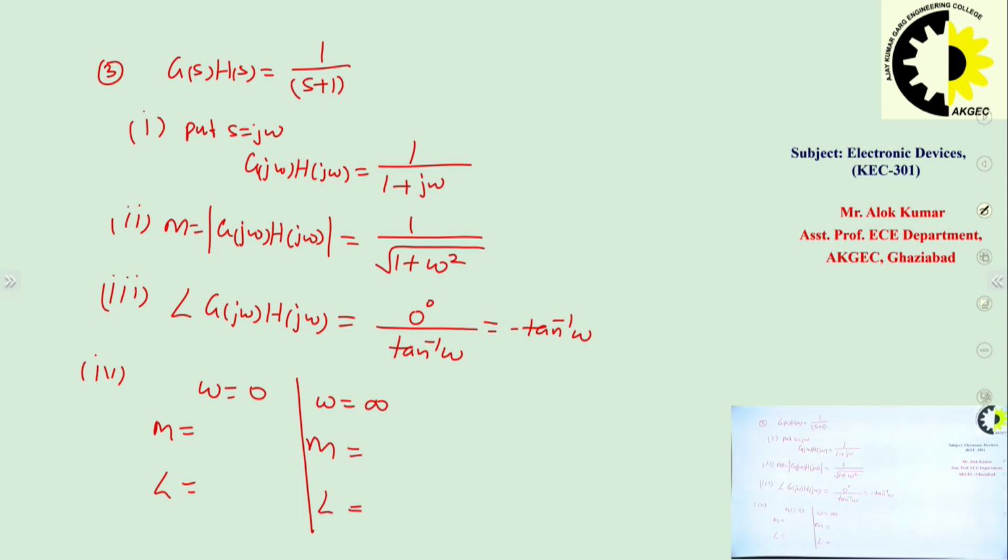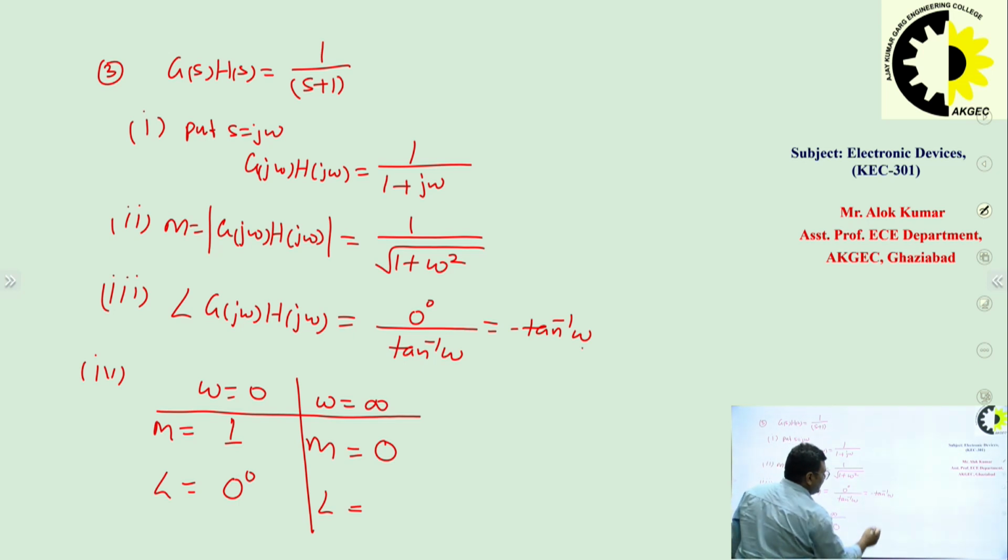So if omega is equal to 0, if I put omega is equal to 0 here, then the magnitude will be 1. And if I put omega is equal to 0 in the angle, then the angle will be 0 degree. Similarly, if I put omega is equal to infinity, the magnitude will be 0. And if I put omega is equal to infinity in the angle, it will be minus 90 degree, because tan inverse infinity is 90 and we already have the minus sign. So with this information, we have to draw the polar plot.